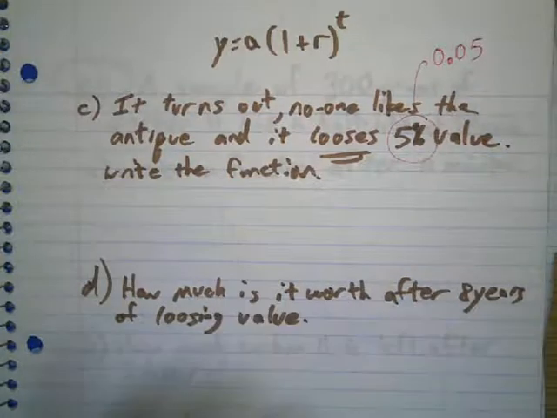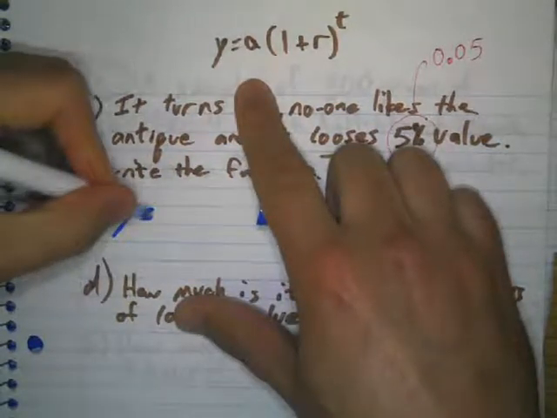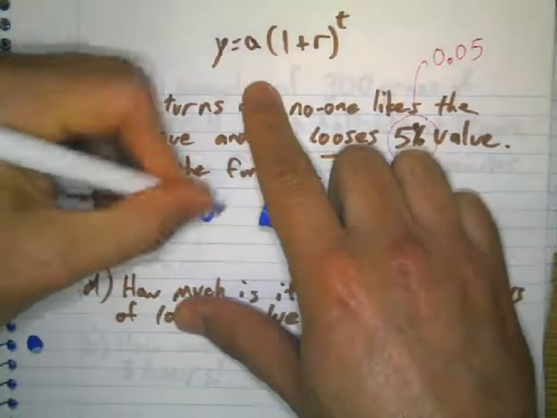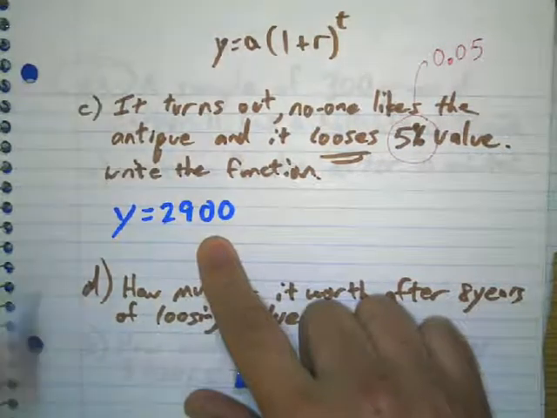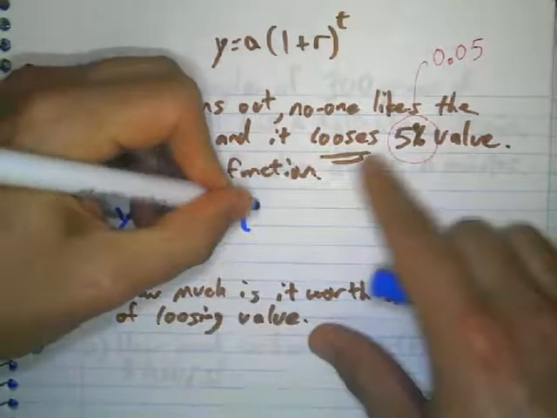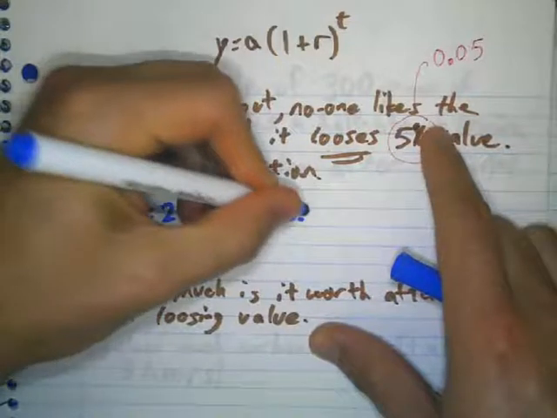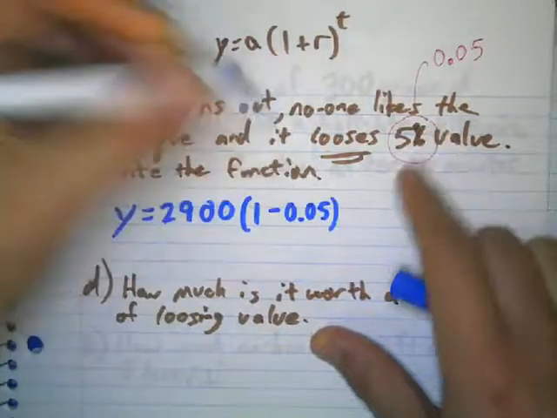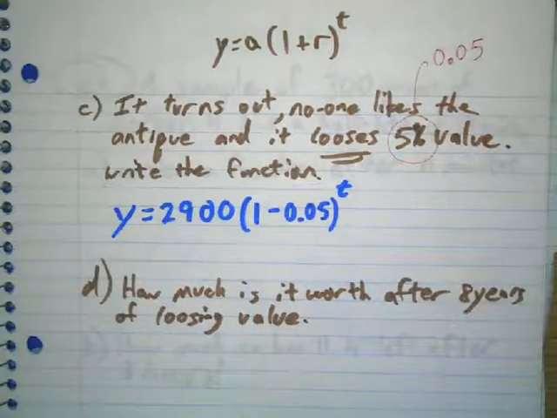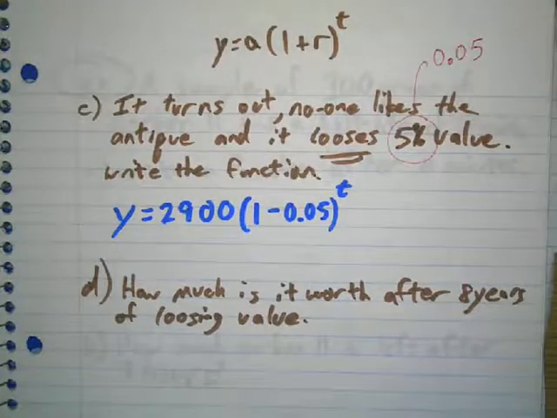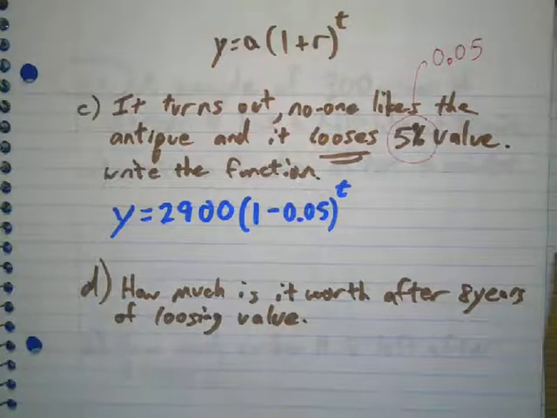Okay, so now we've got y equals, and the initial price was this, $2,900, right? And I've got 1 minus 0.05 to the power of t. Okay, well, what is 1 minus 0.05? That's equal to 0.95, right?